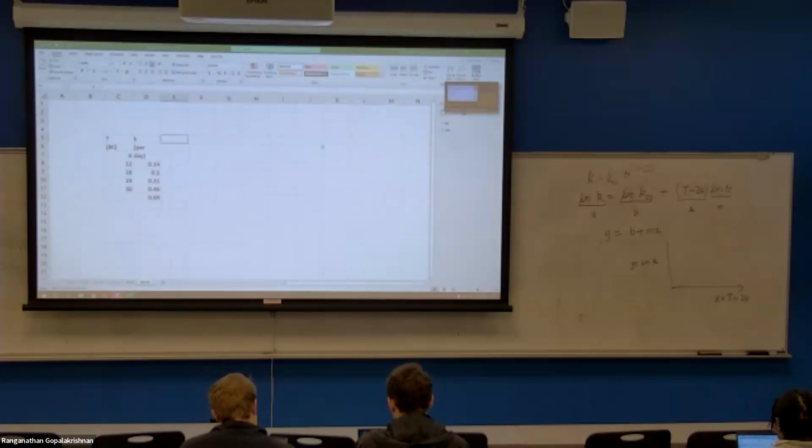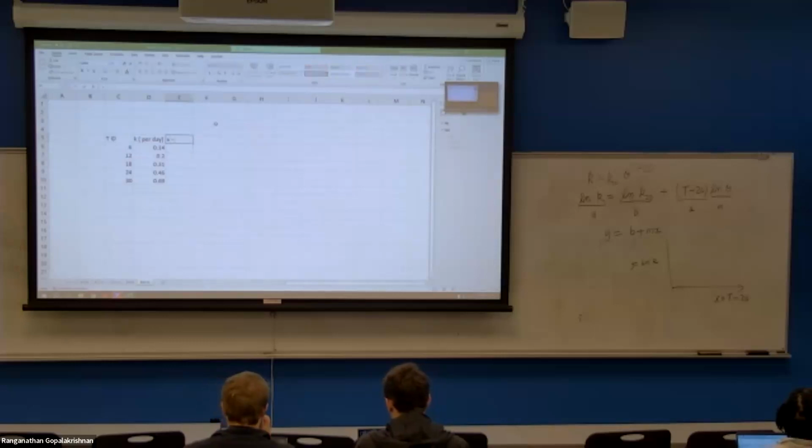Okay. I just decided that temperature is in degrees Celsius and K is in per day. What is my X value? X equals T minus 20. And what is my Y value? Natural log of K.